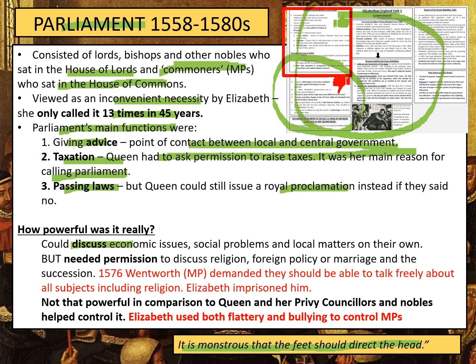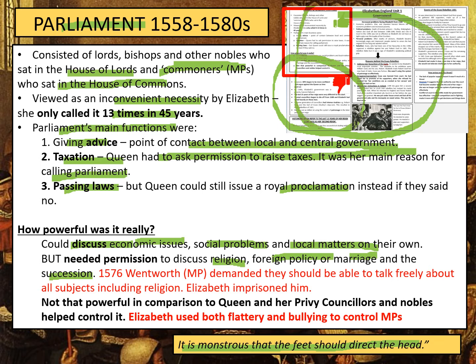But they could discuss certain issues. She knew that they still had a key role, and therefore allowed them to discuss things like economic issues, social problems, and local matters on their own. She wanted them to have permission from her to discuss what she saw as the really crucial issues in England, including religion, foreign policy, marriage, and the succession issue.